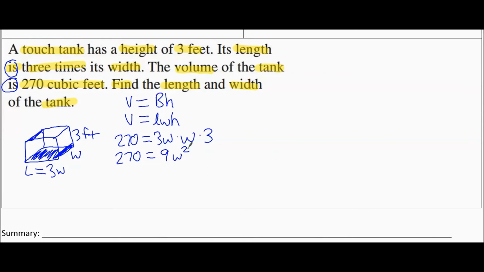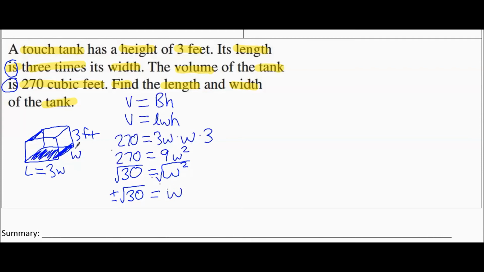Brilliant. Now I want W squared by itself, just like we were doing a little bit ago. So I use the division property of equality. I divide both sides by 9. I get 30 is equal to W squared. And what's today's lesson all about? To solve this, we take the square root of both sides. Okay, and what do I get? Well, I get the positive or the negative square root of 30, whatever that is, equals W. Well, hold on.